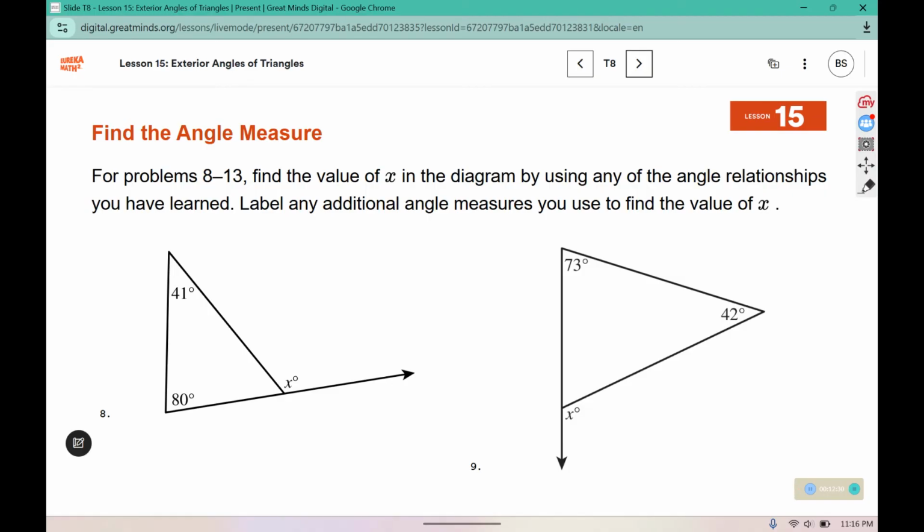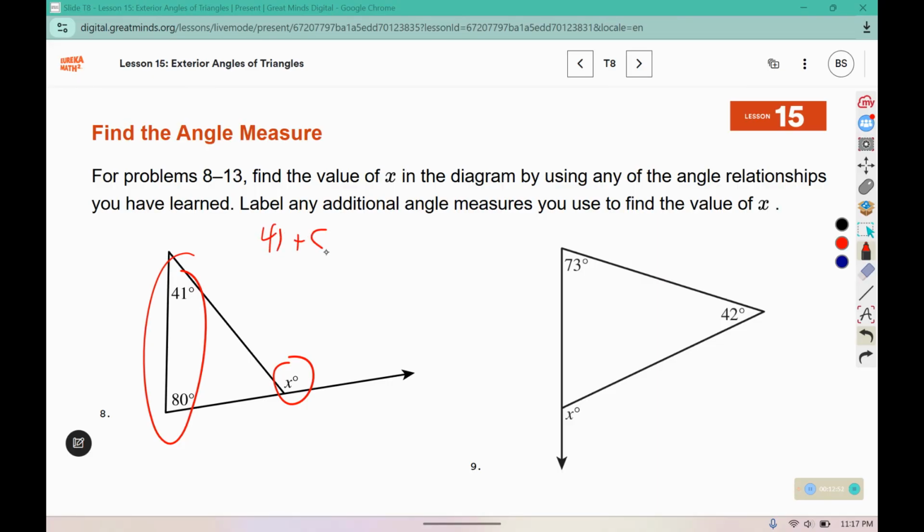For problems 8 through 13, find the value of x in the diagram by using any of the angle relationships you have learned. So that includes straight angles, corresponding, vertical, alternate interior, remote interior, and so on. The sum equals the exterior. 41 plus 80 equals x. 41 plus 80 is 121. So that is our value for x.